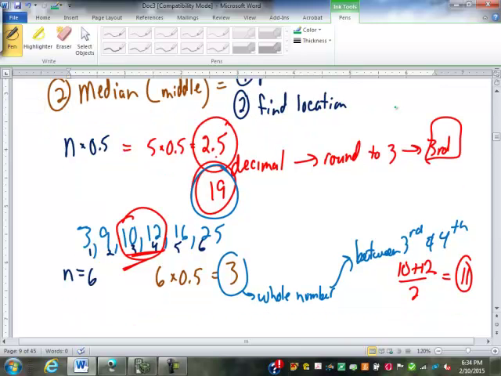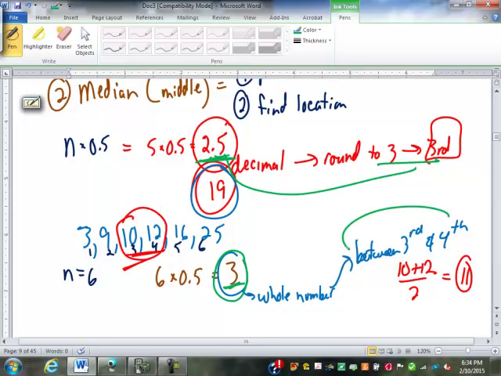The 0.5 is because it's halfway. The median is halfway, in the middle. So 0.5 is 50%. What did you get to get that? Well, up here I got 2.5, which meant you round up. Since you get a decimal, you round up. It's the third spot, the third number in the list. Here we got 3. Since it wasn't a decimal, since it was a whole number, that means it's between that spot and the next spot. So it's between the third and the fourth.